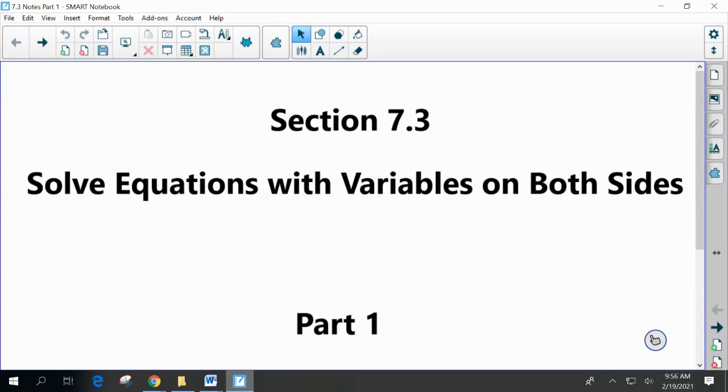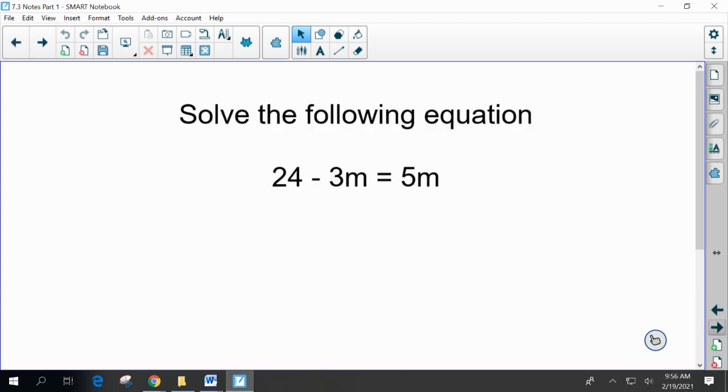All right, so this is section 7.3, solving equations with variables on both sides, and this is part 1. We're going to do part 2 on Tuesday. Okay, so this looks a little different from the equations that we've done before. Before we've had something like 24 equals 3m. But today we're working with equations where we have a variable on each side of the equal sign.